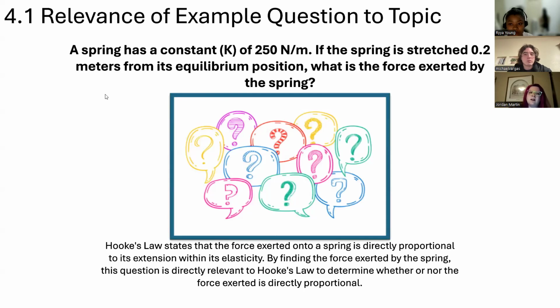Relevance of example question to topic. Our question is: a spring has a constant of 250 N/m. If the spring is stretched 0.2 meters from its equilibrium position, what is the force exerted by the spring? Hooke's law states that the force exerted onto a spring is directly proportional to its extension within its elasticity. By finding the force exerted by the spring, this question is directly relevant to Hooke's law to determine whether or not the force exerted is directly proportional.